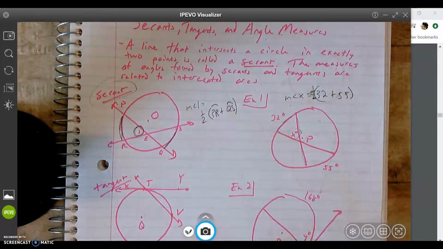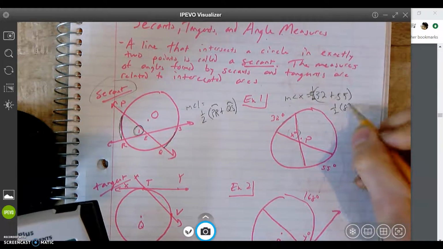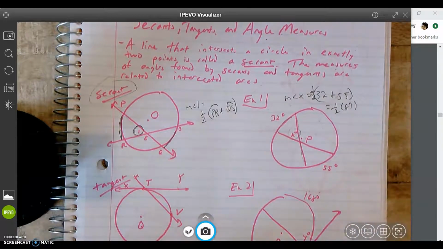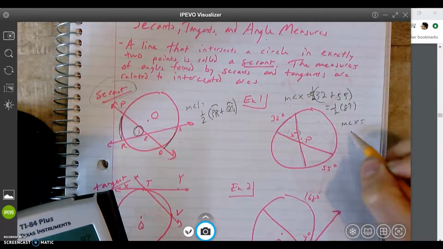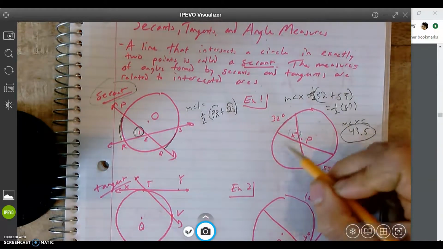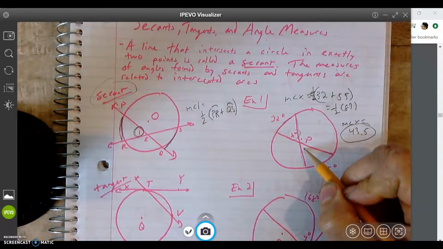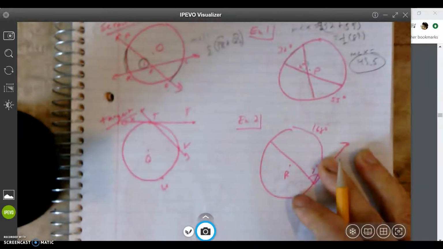32 plus 55 is 87. So it's 1/2 of 87. And 87 divided by 2 is, so the measure of angle x is 43.5. There. So the angle is 43.5. This angle is also 43.5. You know why? Because they're vertical. Cool. All right, here's the next thing you got to know about these relationships.